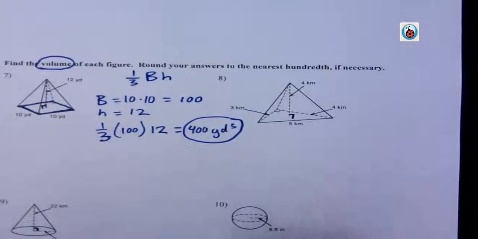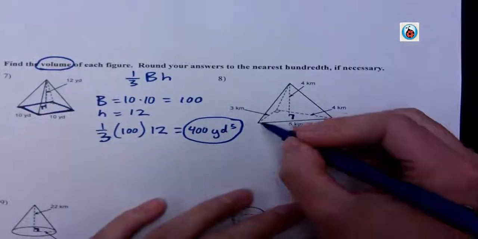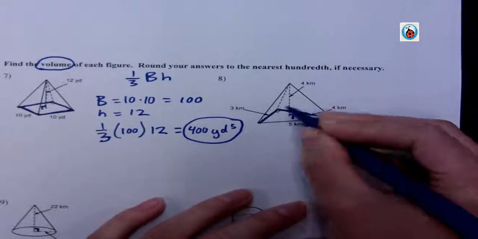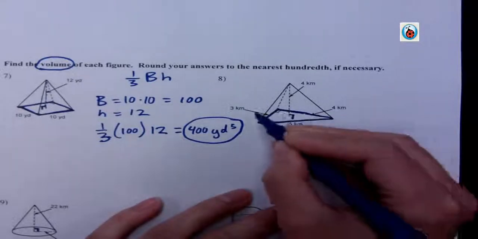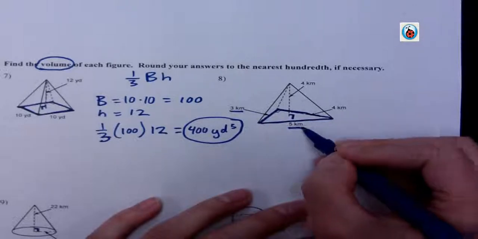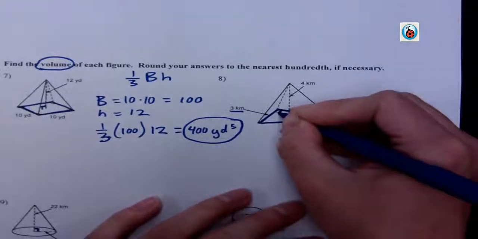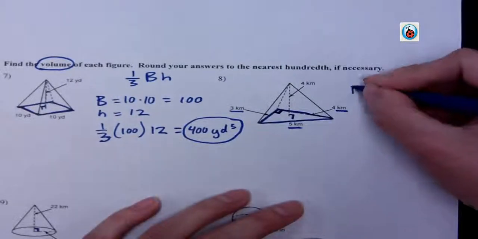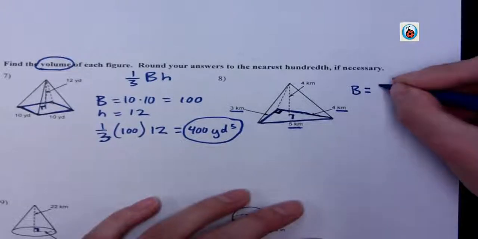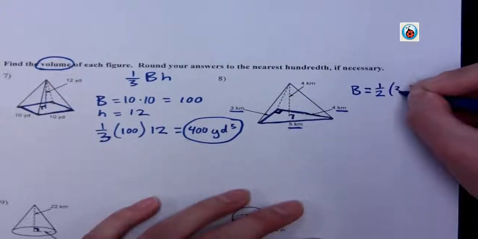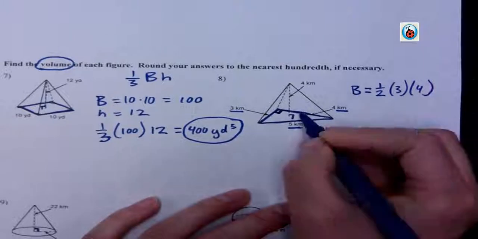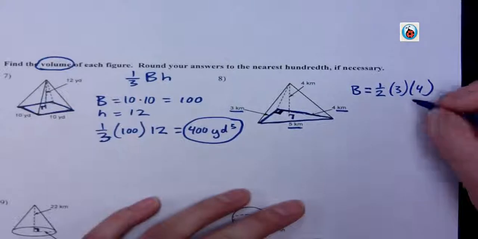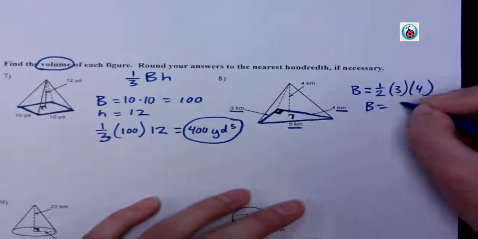Alright, this next one has a few more numbers, so I have to look carefully. So my base is a triangle. And they gave me all three sides of the triangle, the 3, the 5, and the 4. And so I have to find the two sides that are joined by the right angle. And so 3 and 4 are my base and height of the triangle. And so I just do 1/2 times 3 times 4, and I picked those two sides because they are joined by this. So that gives me 6.